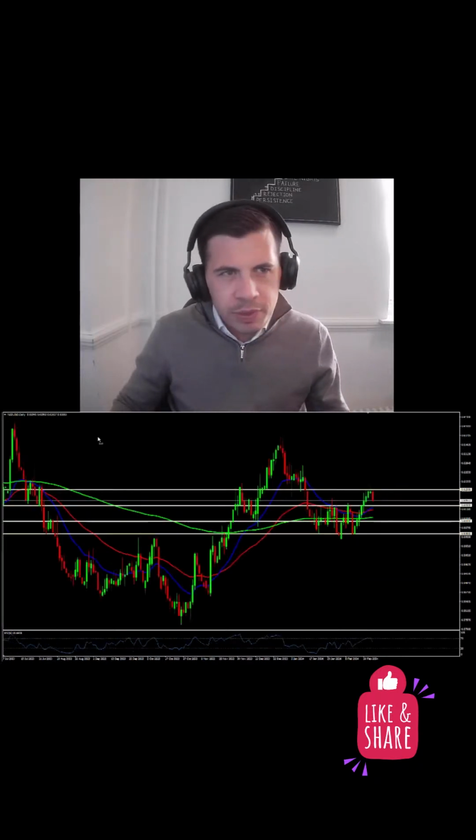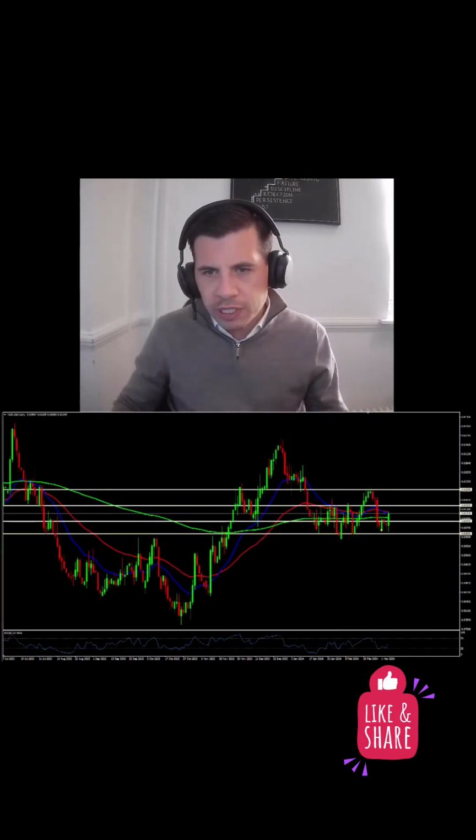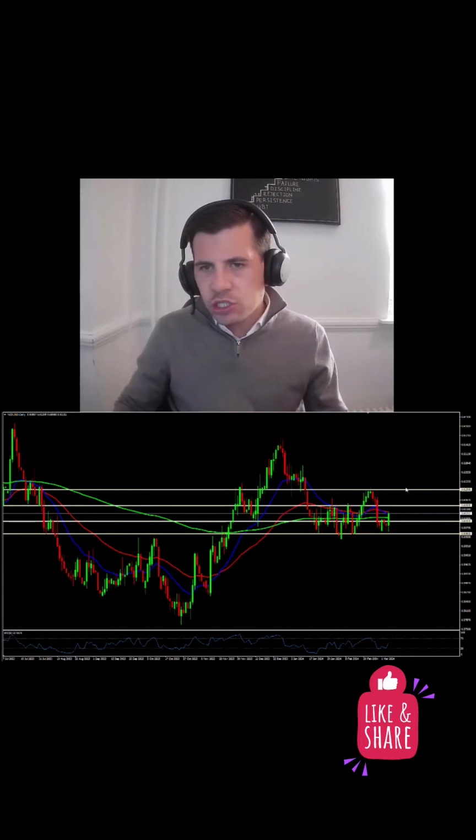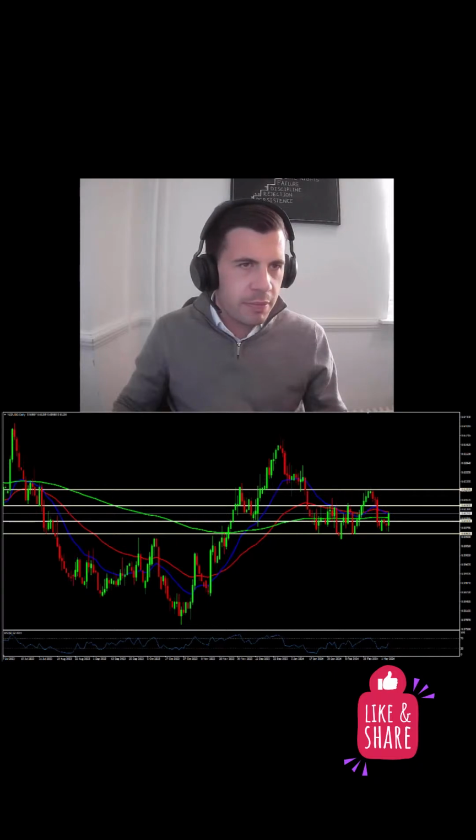Kiwi's in a very, very similar position. Just to show you Kiwi from a daily time frame, we're back at support with short-term upside potential. 62 would be the ideal area to target. So you've got about 75 pips in play there.